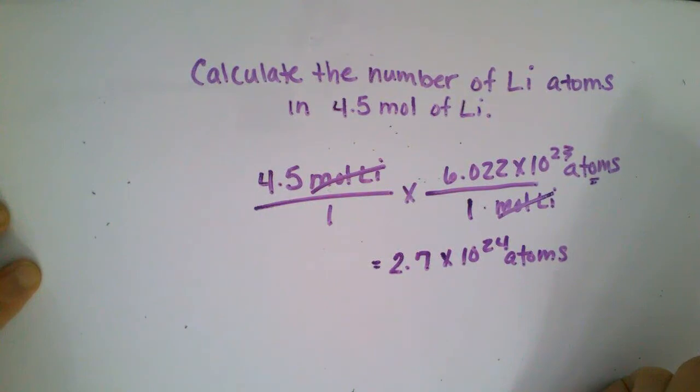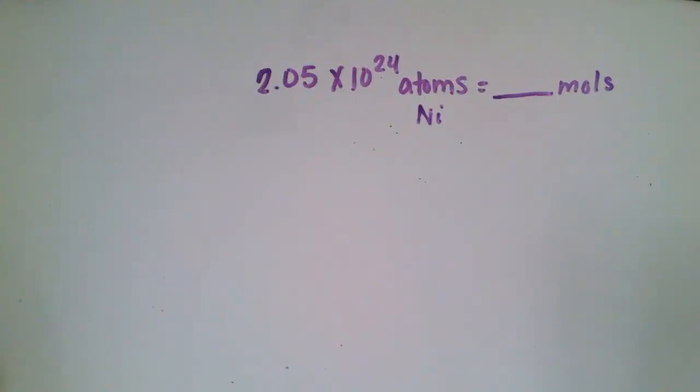Now, for the next example, we're going to swap this. We're going to figure out how many moles are in a certain number of atoms. So we've gone from moles to atoms, and now we're going to go from atoms to moles. So let's say we're given this problem. We have 2.05 times 10 to the 24th atoms, and we want to know how many moles that equals, okay? And we're looking at nickel.